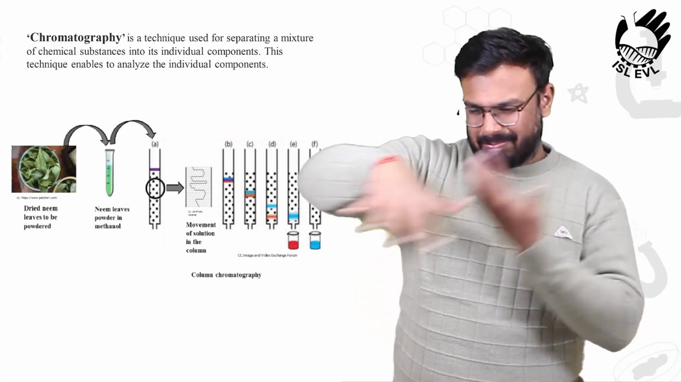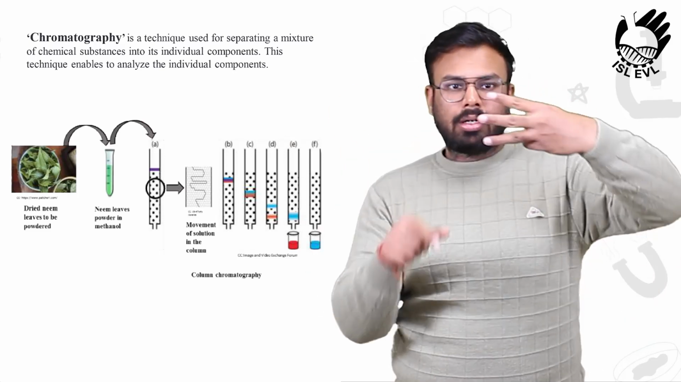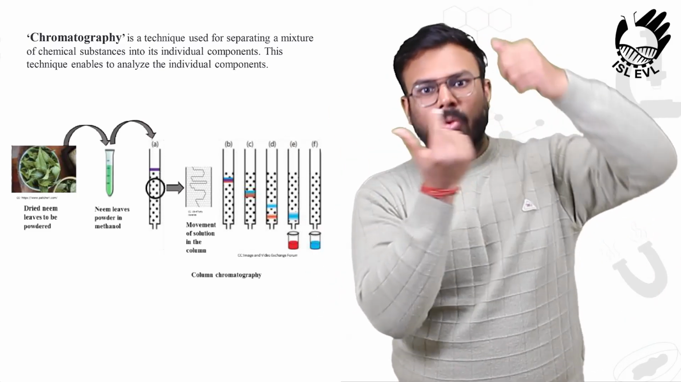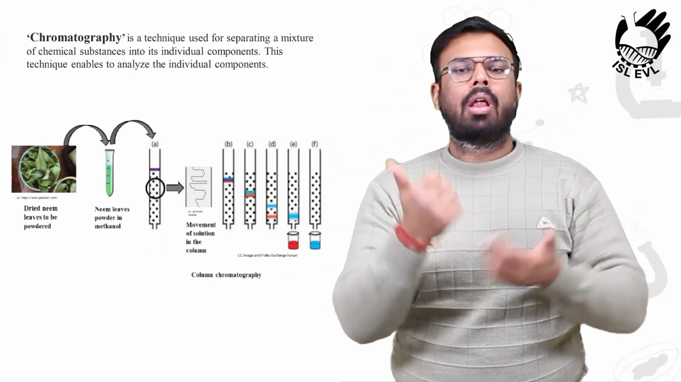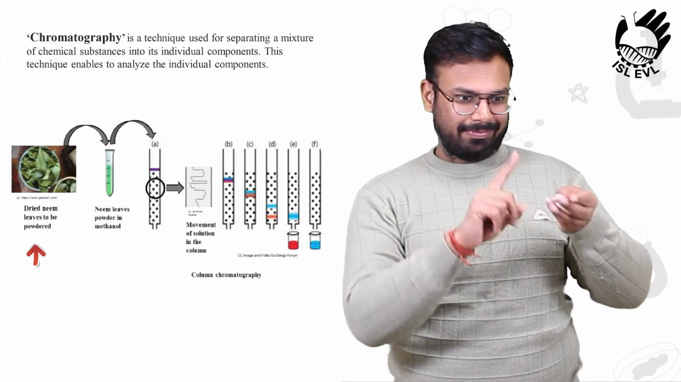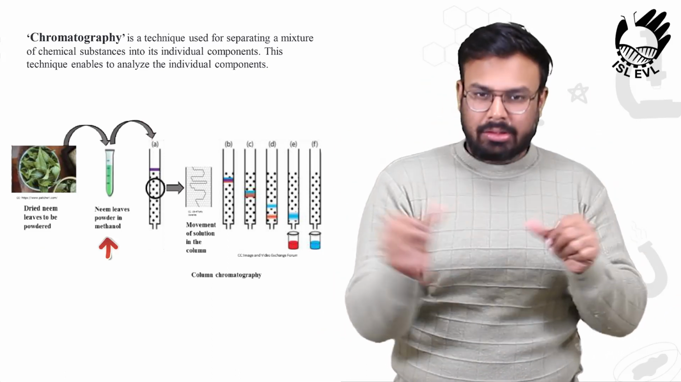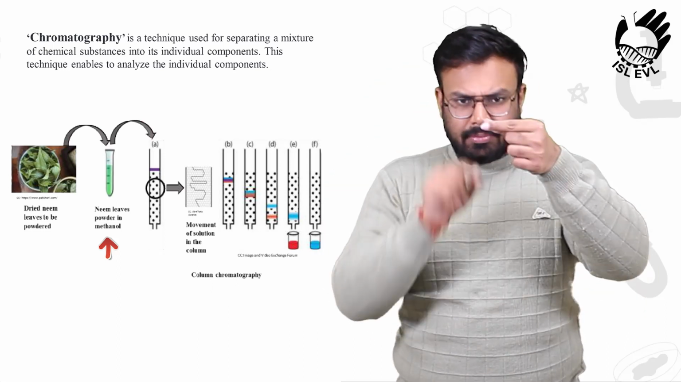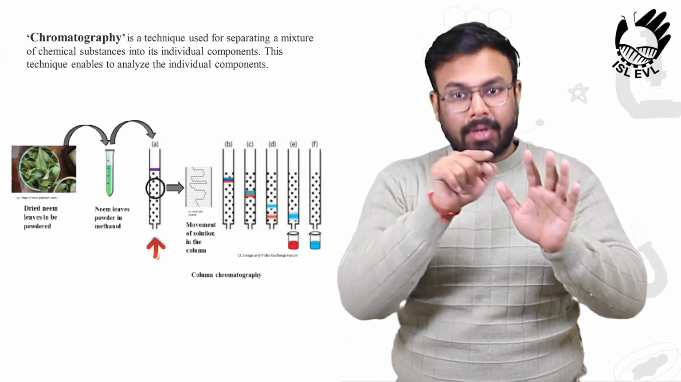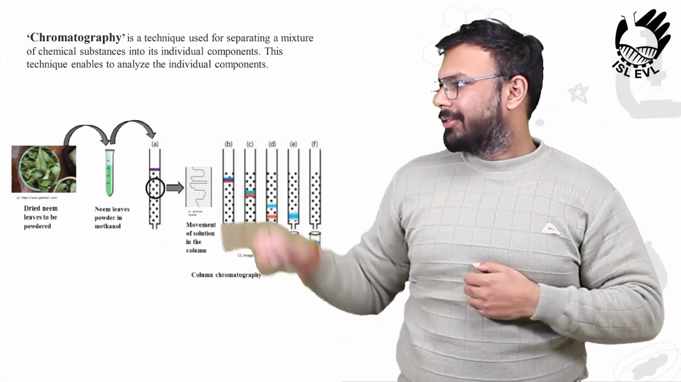Chromatography is a technique used for separating a mixture of chemical substances into its individual components. This technique enables us to analyze the individual components. Dried neem leaves to be powdered, neem leaves powder in methanol, movement of solutions in the column.